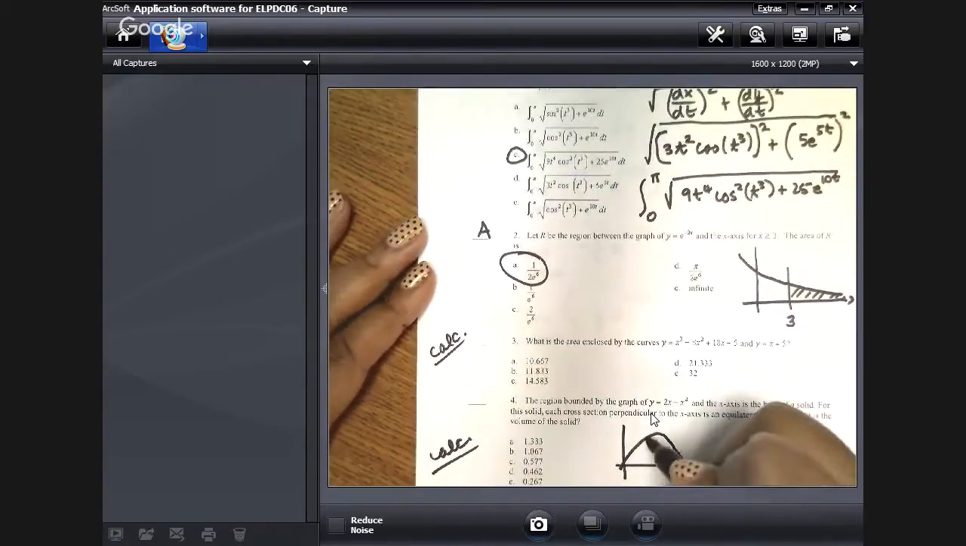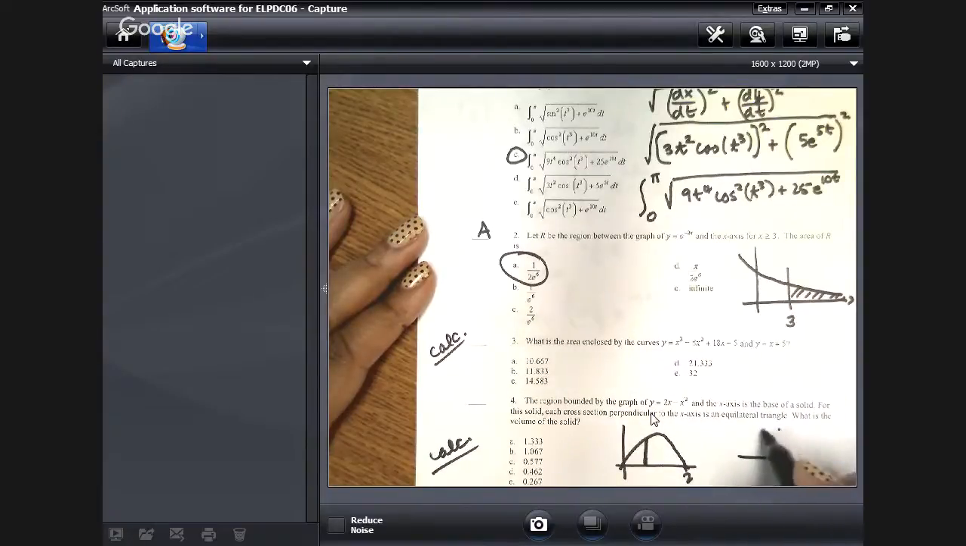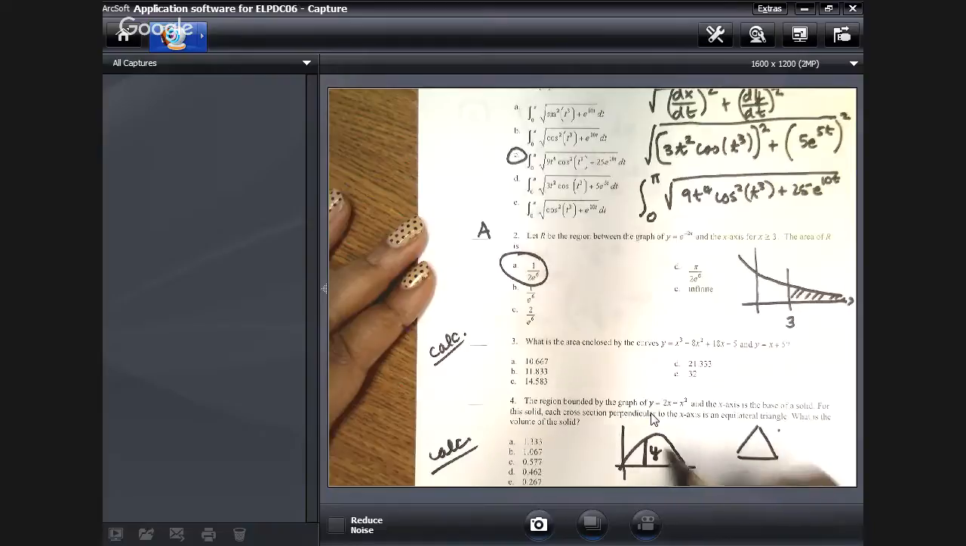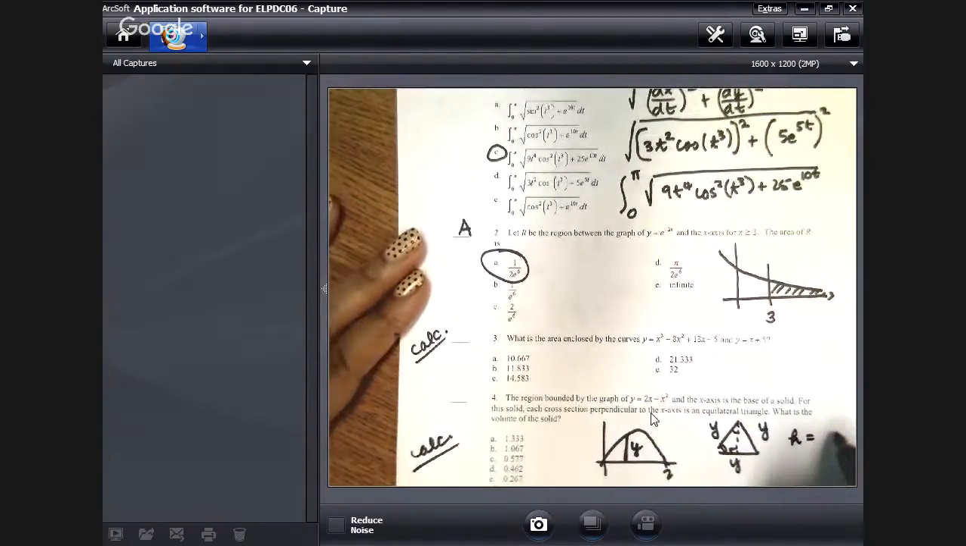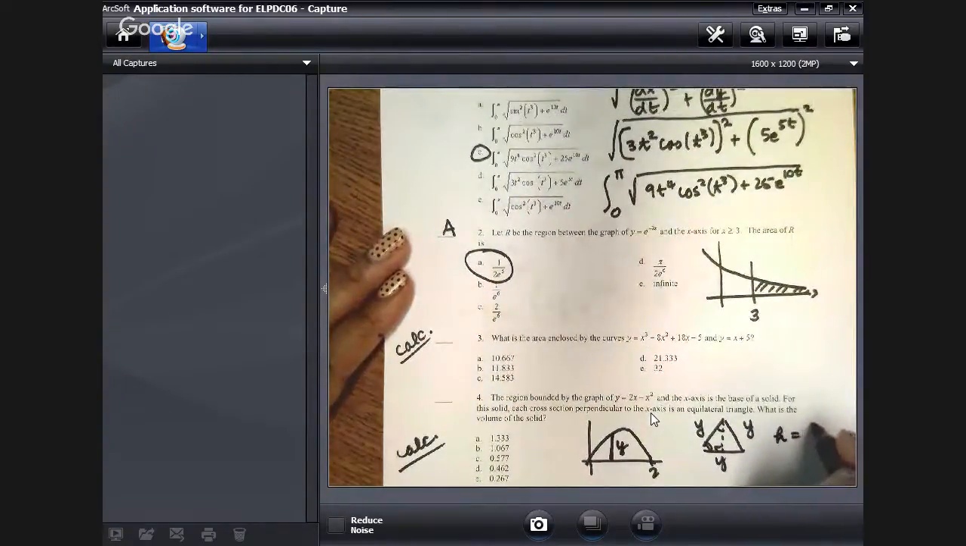And that's the base of the solid. The cross sections are equilateral triangles, so they look like this. Well, that length is y, so each one of these lengths are y. And if you bring this down so that you can get the height, hopefully you remember the 30, 60, 90 triangles. So that would be y. This would be half of y. And this would be half of y times the square root of 3. So the height is y square root of 3 divided by 2.